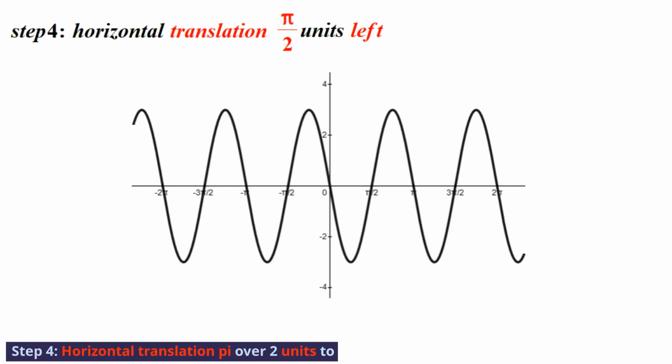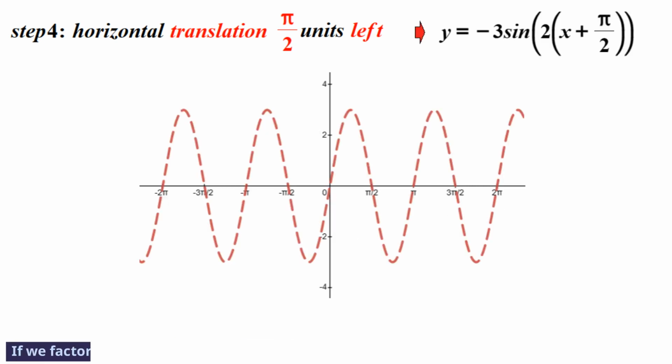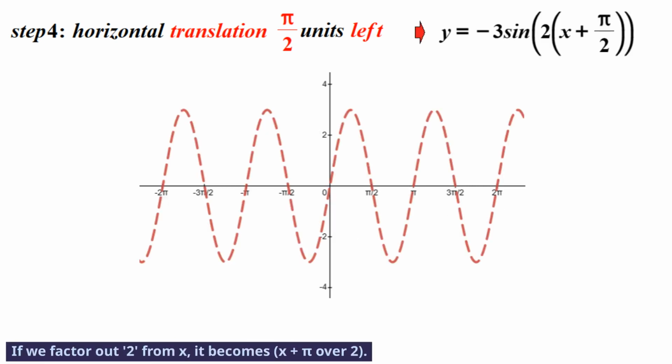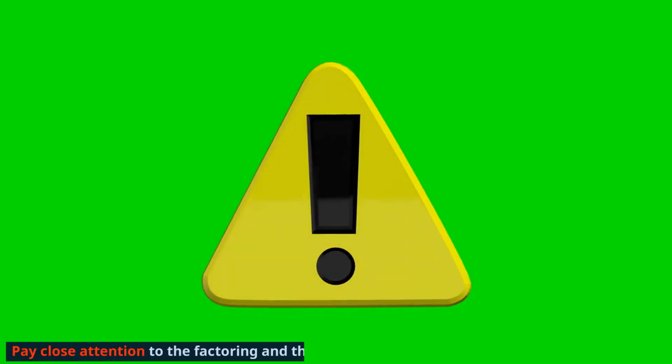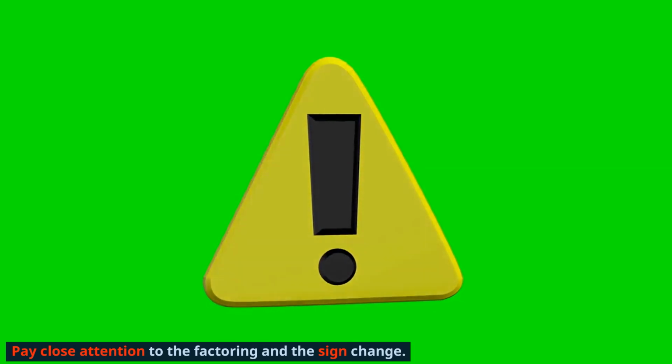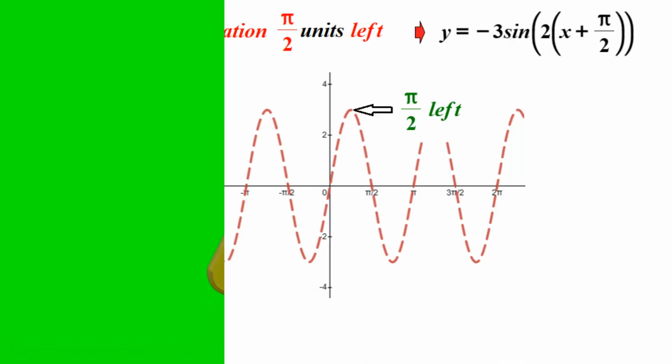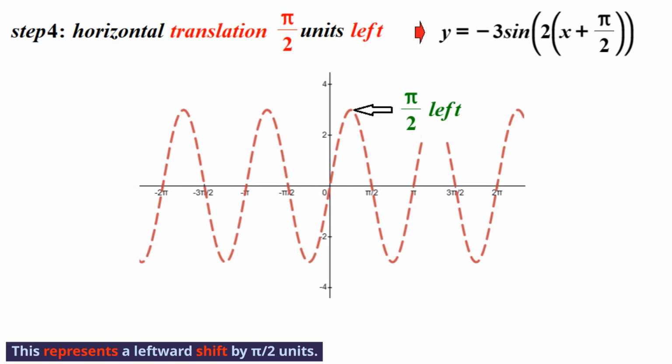Step 4. Horizontal translation pi over 2 units to the left. If we factor out 2 from x, it becomes x plus pi over 2. Pay close attention to the factoring and the sign change. This represents a leftward shift by pi over 2 units.